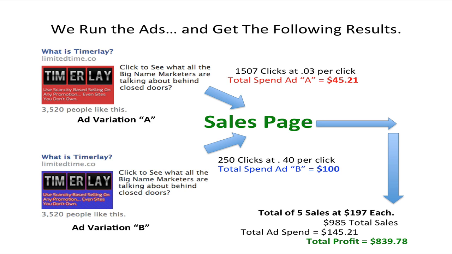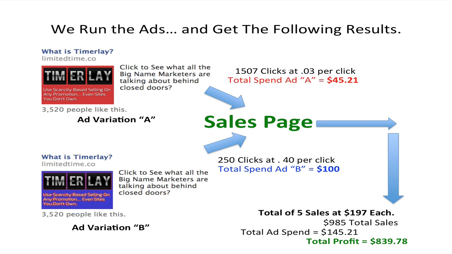Now, the grand result of all this is we made 5 sales at $197 each, which takes us to about $985 in total sales. Now, when you add up our total ad costs for both of these ads, we have $145.21 that we spent on ads. So our total profit would be $839.78. So as you're looking at this, you start looking at the ads and you start having to make predictions about, hey, which ad should we cut and which one should we leave in?